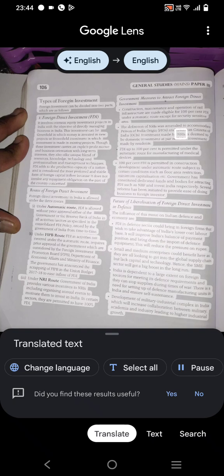Investment made by NRIs is deemed to be domestic investment at par with the investment made by residents. FDI up to 100% is permitted under the automatic route for manufacturing of medical devices.